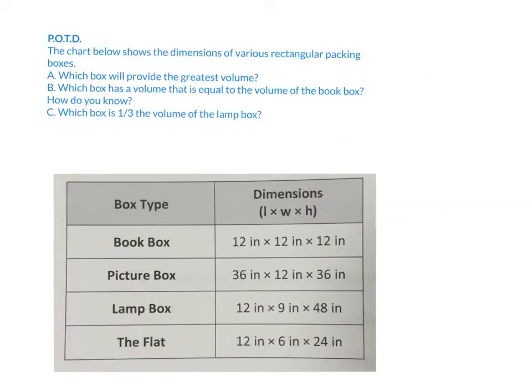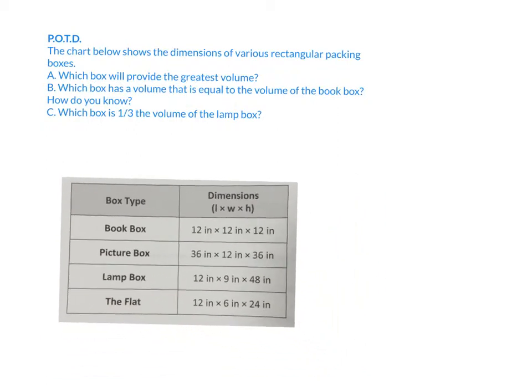Okay? Your problem of the day, you don't need to write steps 1, 2, and 3, but you just need to answer these 3 questions. Okay, so you can see that we have 4 different kinds of boxes. We have a book box, a picture box, a lamp box, and a flat box. And then it gives us the length, the width, and the height of each box. Okay? Question A asks, which box will provide the greatest volume?